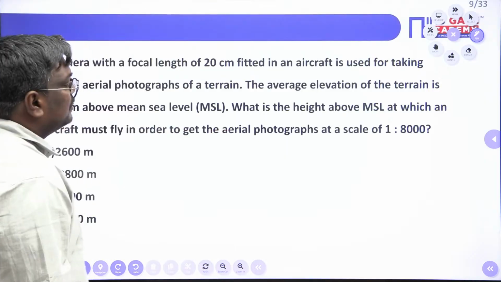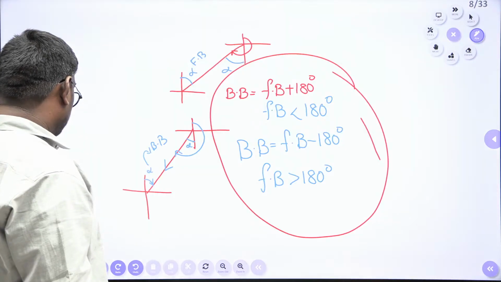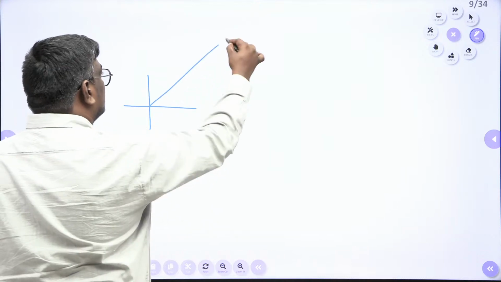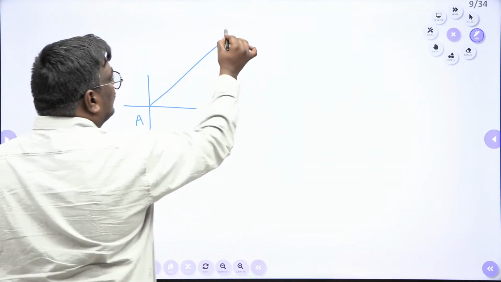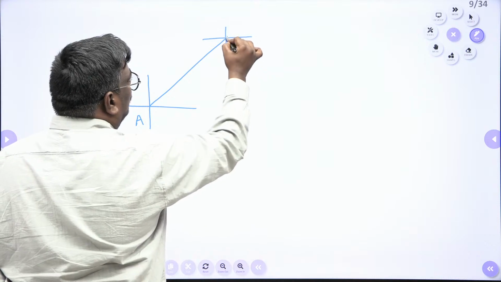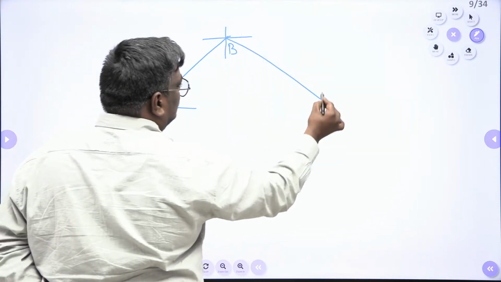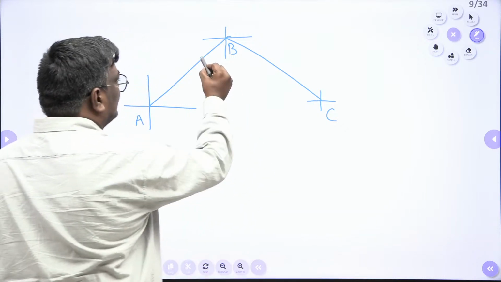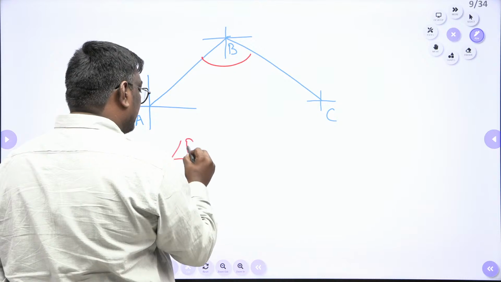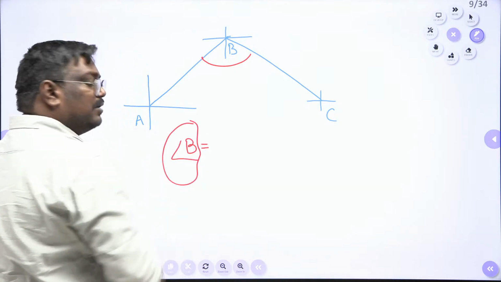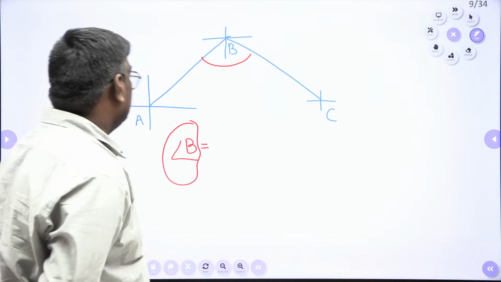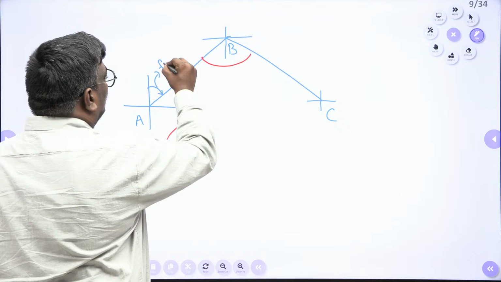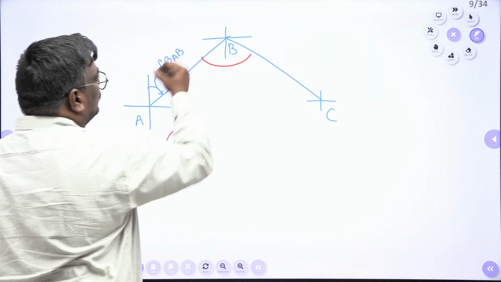Now, my dear students, I would like to give you one more important thing. This is a common question everyone asks me. Suppose there is a survey line, this is point A and this is point B, and we have a point C here like this. How do you find the angle B using back bearing and forebearing? See here, students, I will tell you simply. This is known as the forebearing of AB.